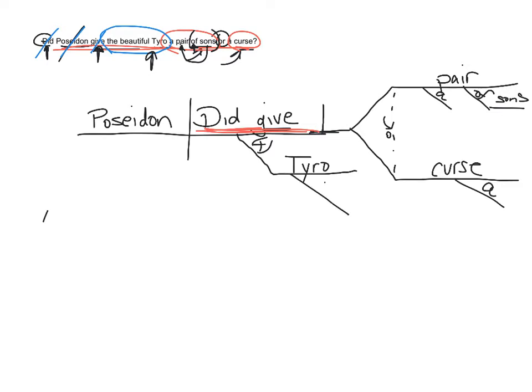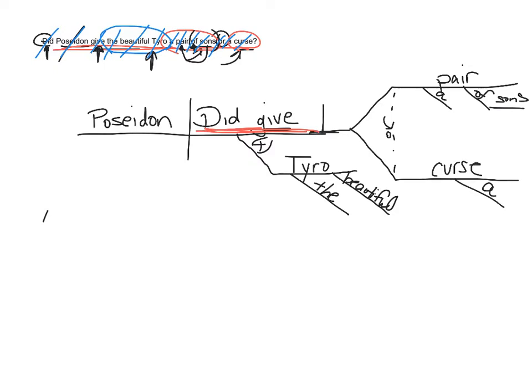You then have the beautiful. Always want to go through and double check. Do I have everything now? I now have the beautiful Tyro, a pair of sons, or a curse. I have all of my words in.